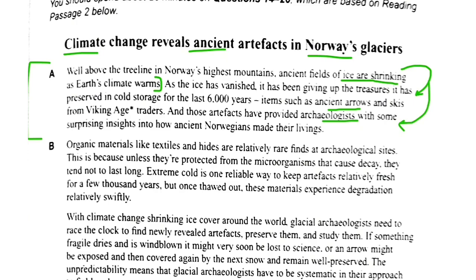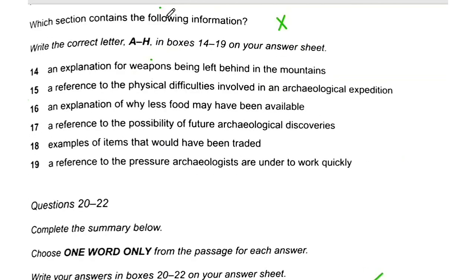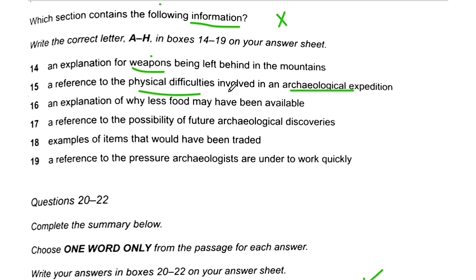This is the whole paragraph. So after reading the paragraph, first we'll solve the questions which are not in order. So here we'll be solving the matching information. An explanation for weapons being left behind. We have not spoken about any weapons. A reference to the physical difficulties involved in archaeological expeditions. But they have not spoken about any physical difficulties involved in archaeological expeditions. An explanation of why less food is available. They have not spoken about any less food. A reference to the possibility of future archaeological discoveries. They have not spoken about that.